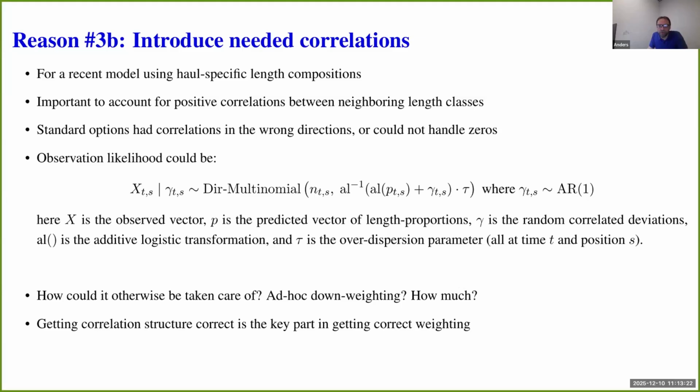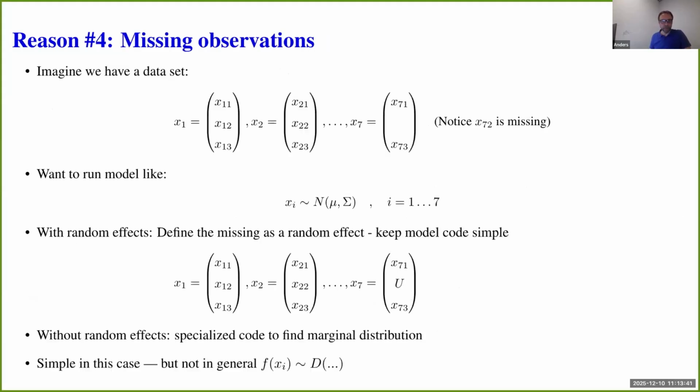And how would we otherwise take care of this? Well, there's all this ad hoc down weighting, and how much do we then need to do? Reduce the weighting to take implicit account of that correlation and all that stuff. But estimating that correlation directly would seem preferable to me, at least.